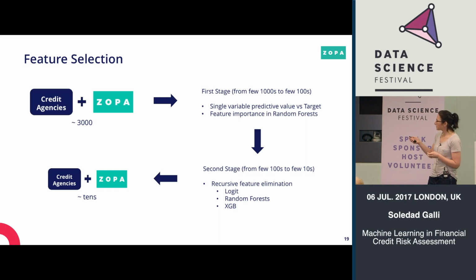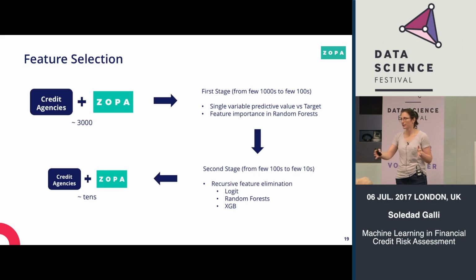And then when we have a few hundred, in order to pass to a few tens, we allow the machine learning models to pick what works best for each of them in a process called recursive feature elimination. For each machine learning model, so logistic regression, random forest, and XGB, say we start with 300 features, just to give you an example. We build a model with 300 features and analyze the performance. Then we remove one feature, build the model now with 299, and analyze the performance. If the performance is the same, then we can conclude that that feature is unimportant and we remove it.